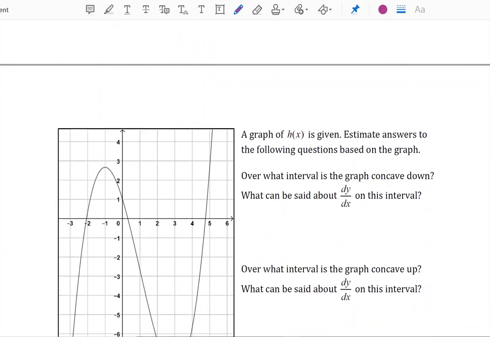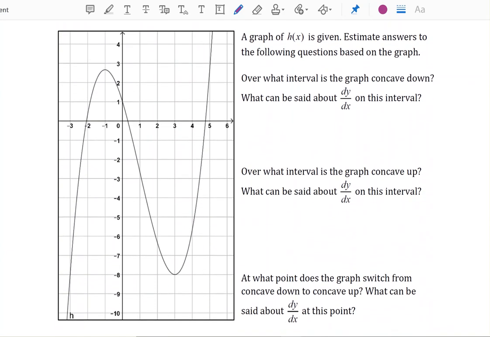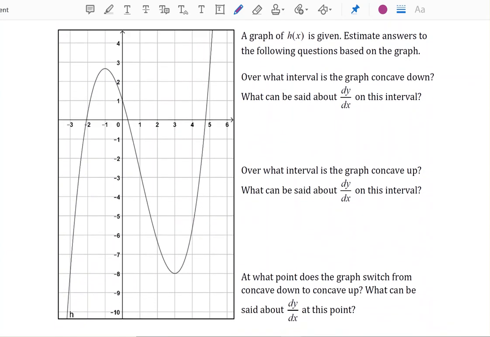Let's take a look at an example problem. The graph of h of x is given here. You're going to use this graph to try and estimate answers to the following. Pause the video and see if you can come up with some responses to each of these questions. Now that you've had a chance to answer these on your own, let's take a look at these three problems.